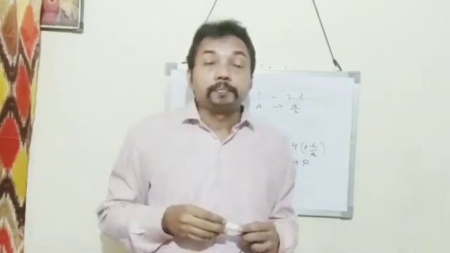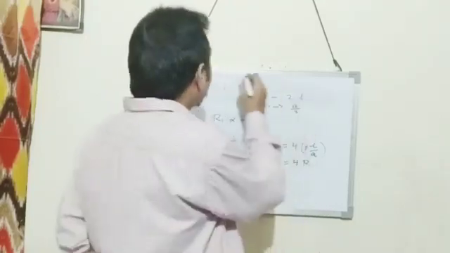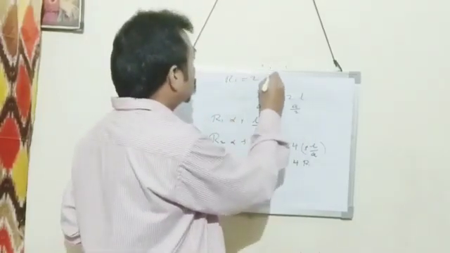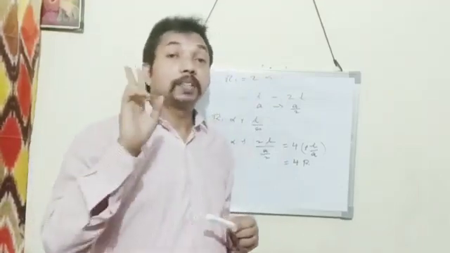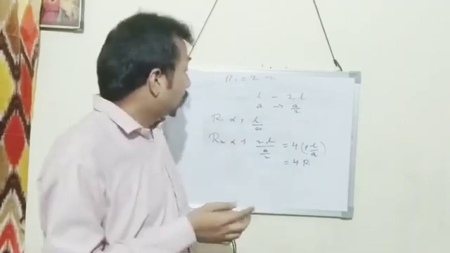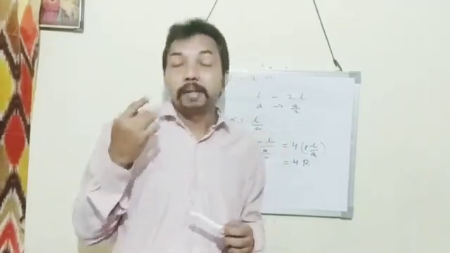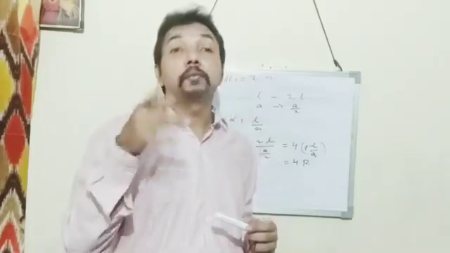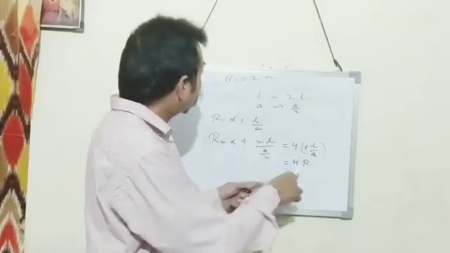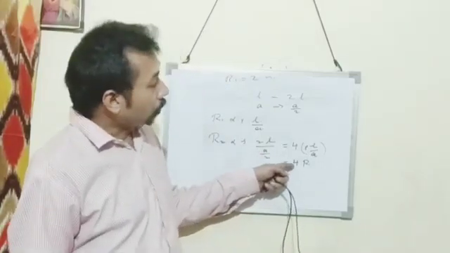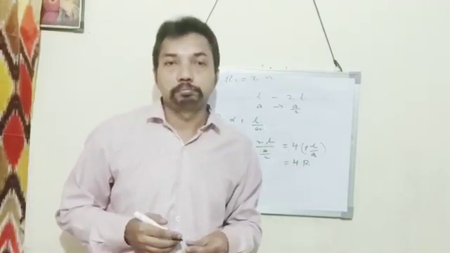Suppose that the resistance of a wire is given as 2 ohm, R1 is 2 ohm, and by stretching its length is doubled. Then what is the new resistance? So the same method we will follow. Then the resistance will become 4 into 2, which will be equal to 8 ohm.